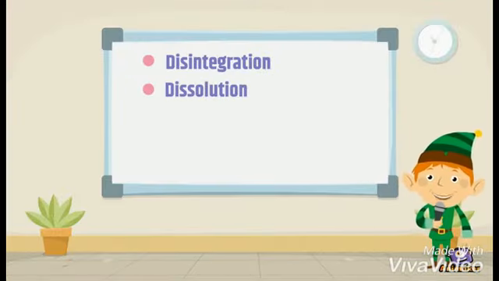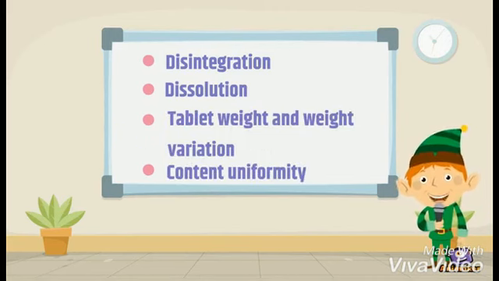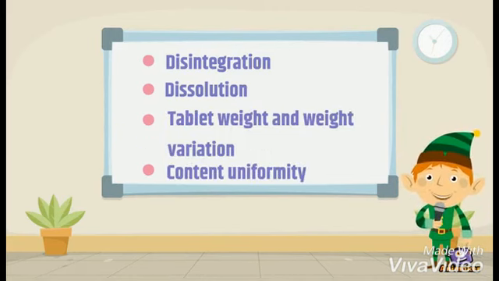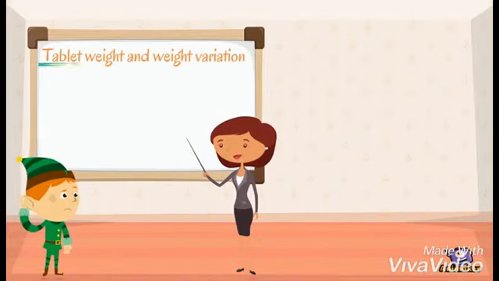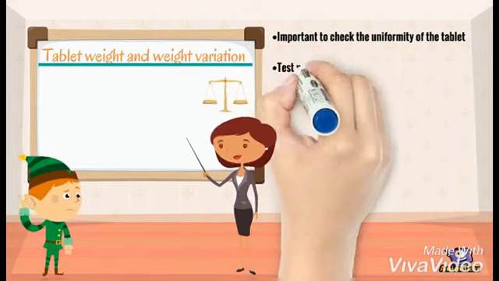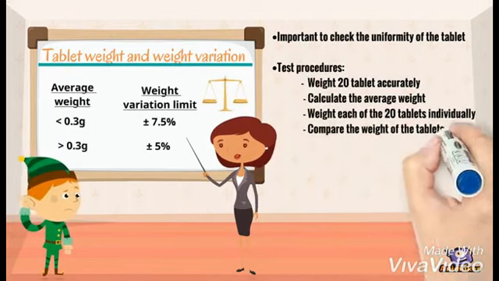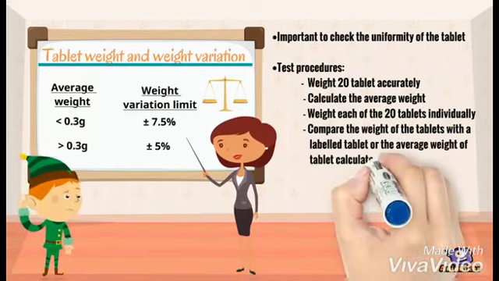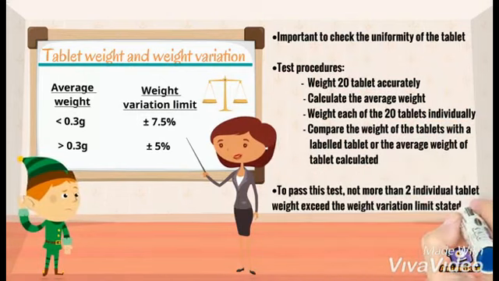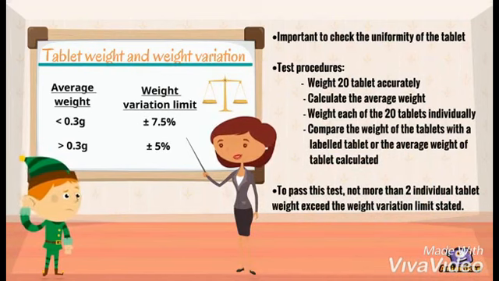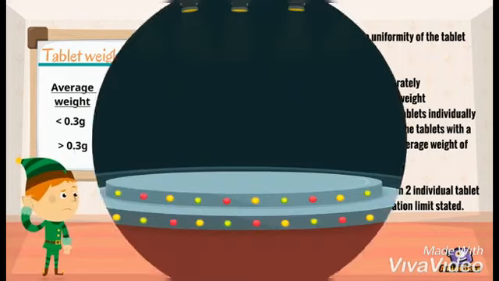Apart from disintegration and dissolution, tablet weight and weight variation and content uniformity are another 2 pharmacopoeia requirements for tablet quality control. Tablet weight and weight variation are important to check the uniformity of the tablets. This test is done by weighing 20 tablets accurately and obtaining their average weight. The weight of each of the 20 tablets is also obtained individually. Then, the weight of each tablet is compared with the labeled tablet weight or the calculated average weight of the tablet. To pass this test, not more than 2 individual weights should exceed the weight variation limit stated on the board.